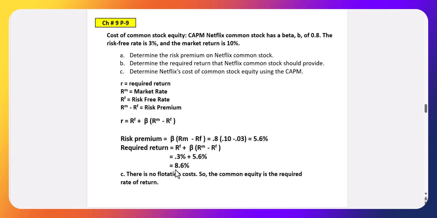So since there are no flotation costs, the common equity is equal to the required rate of return. And again, flotation costs are expenses a company endures when bringing a security to the market. There is a cost to that, and the cost is deducted when we're dealing with equity through the share price. In this case, there are no flotation costs, so the common equity equals the required rate of return.